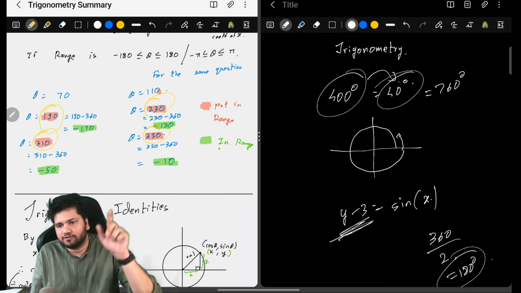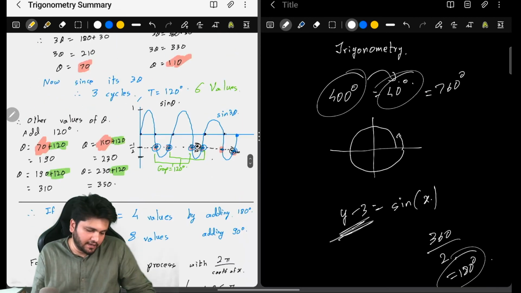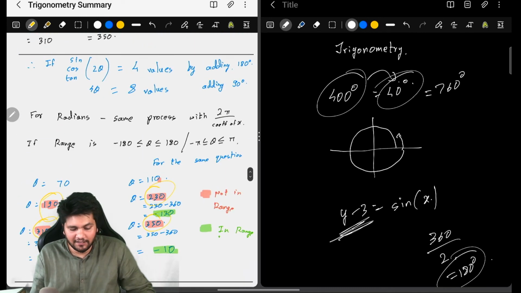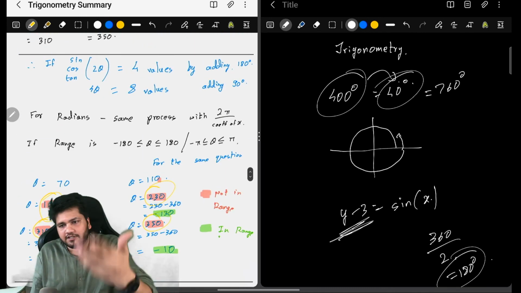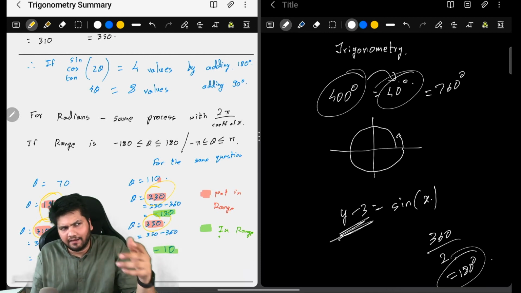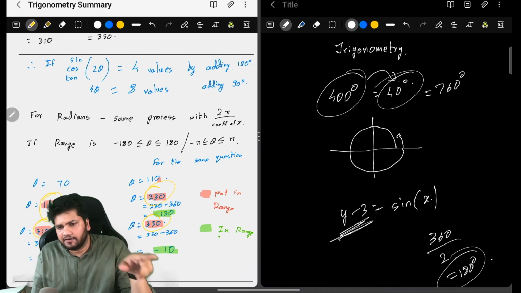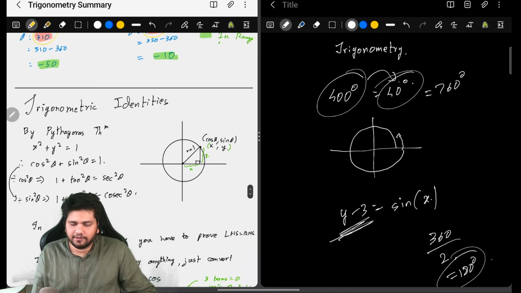So these are the values we are going to get for sine of that equal to minus 1 by 2, if the range is between minus 180 and 180. With respect to pi, of course, you can subtract 2 pi or you can add 2 pi. I think adding 2 pi won't be required, but subtracting will be required. That's how you will get it.